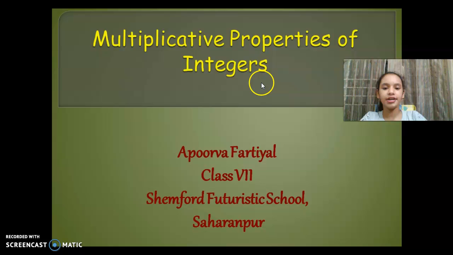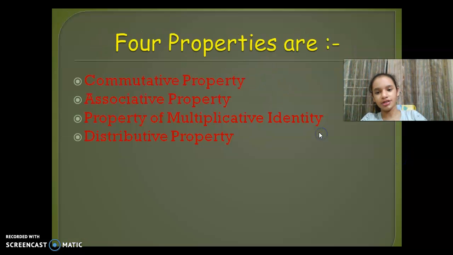multiplicative properties of integers. There are four multiplicative properties of integers: commutative property, associative property, property of multiplicative identity, distributive property.